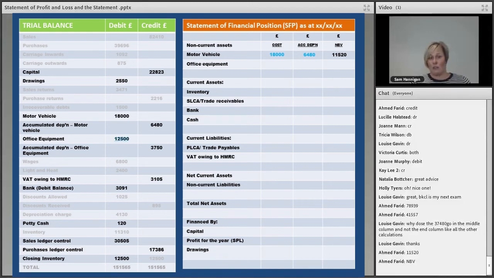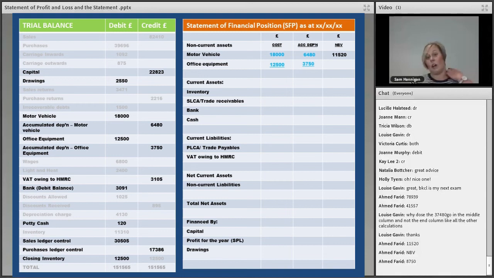Then we've got office equipment. So we've got office equipment of 12,500. We've got accumulated depreciation of 3,750. And then that gives us a total, or a net realizable value, net book value, carrying amount of 8,750.